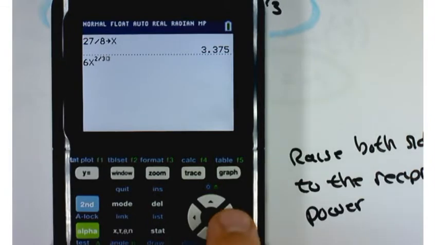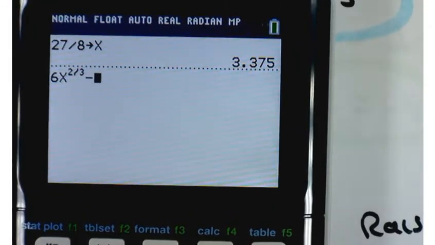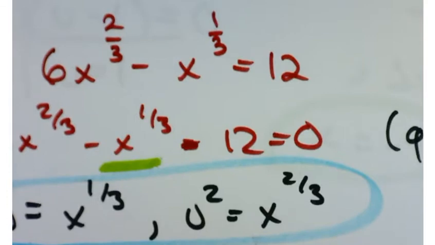And then exit the exponent. So hit the right arrow key. Minus x raised to the 1 divided by 3. And then use the right arrow key to exit the exponent again. If I press enter and everything worked right here, what should I get? 12. So, drum roll please.